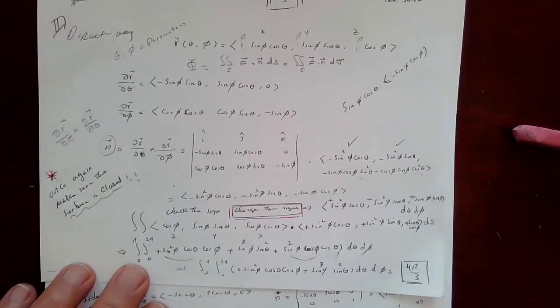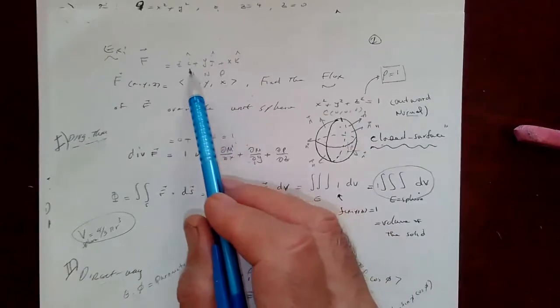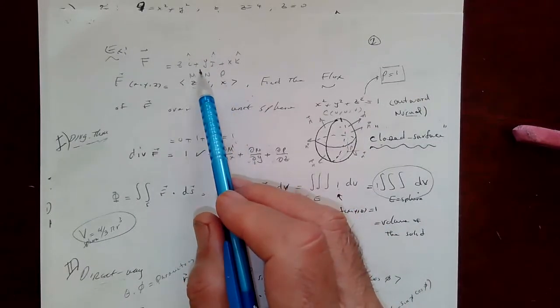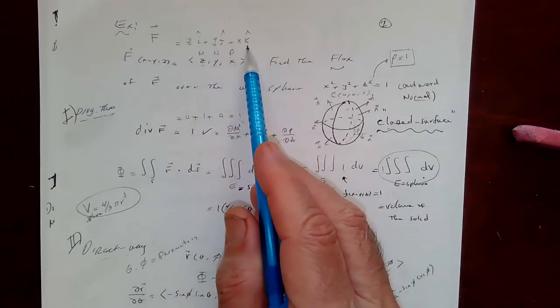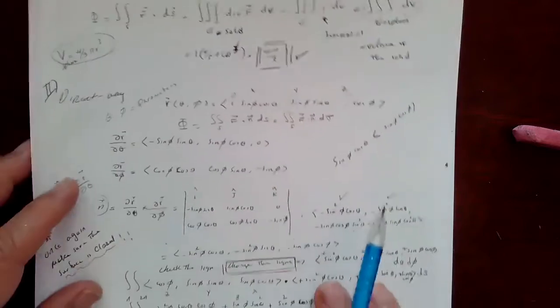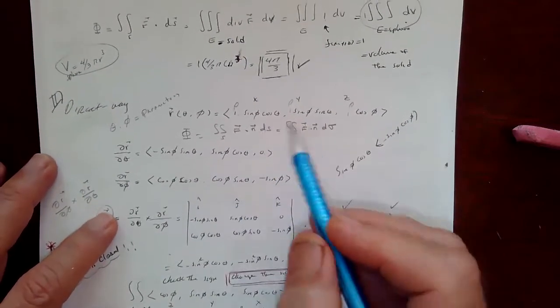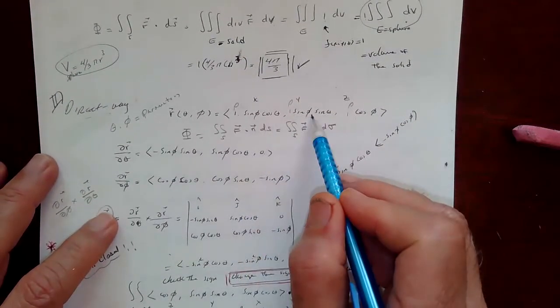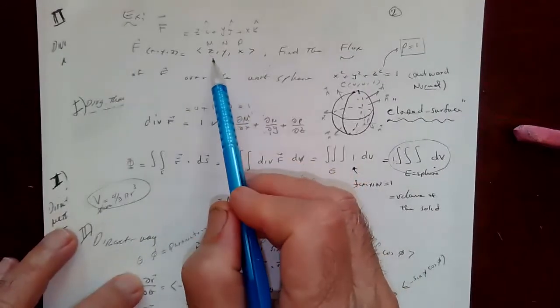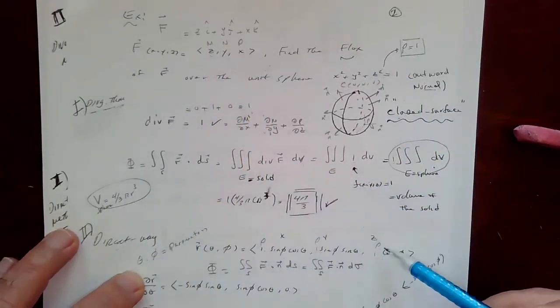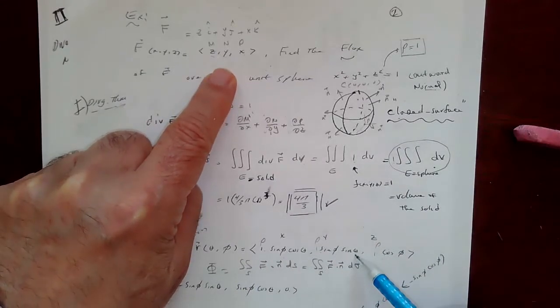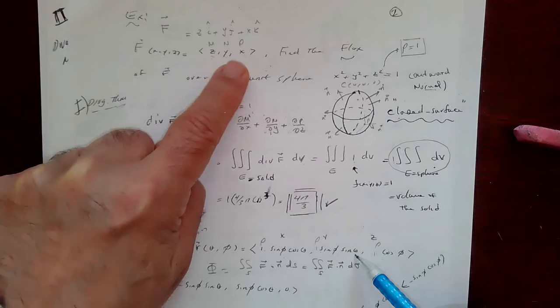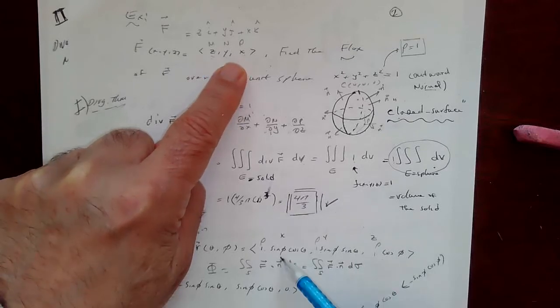So that's not it. Now we have to go back to this vector field and express this in terms of the parametric equation of the surface. Here's your x, here's your y, here's your z. So go back here, replace the z with cosine phi, y with sine phi sine theta, and x with sine phi cosine theta. There it is.